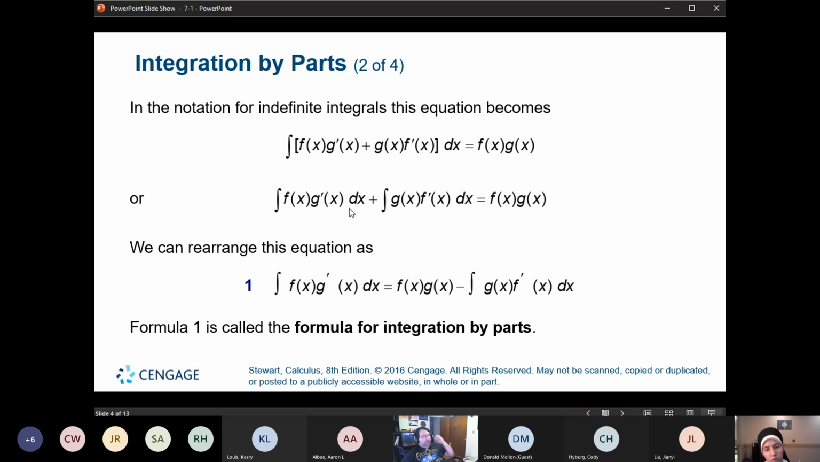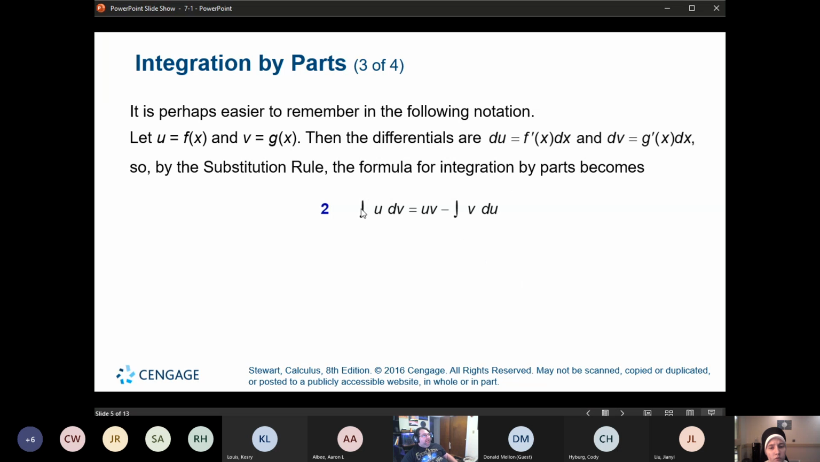If I take the f of x g prime of x and move the other one over, I can say that the integral of f of x g prime of x dx equals f of x times g of x minus the integral of g of x times the derivative of f of x. That equation is the formula for integration by parts. We're going to look at it in a lot simpler context in a second, but in essence we took the product rule and integrated it to get the rule to undo the product rule.